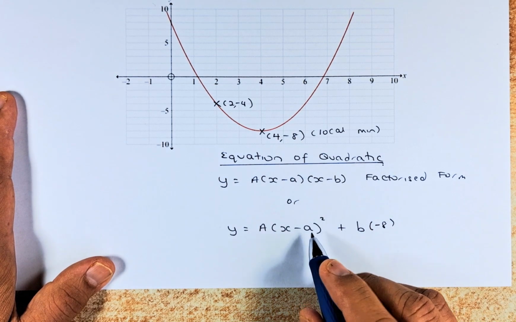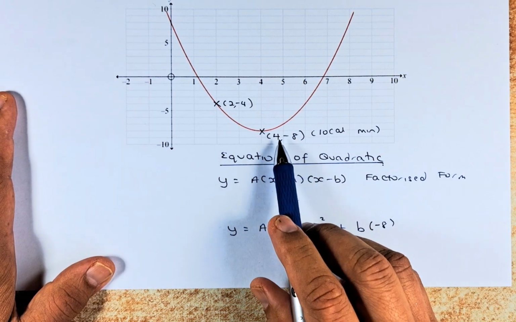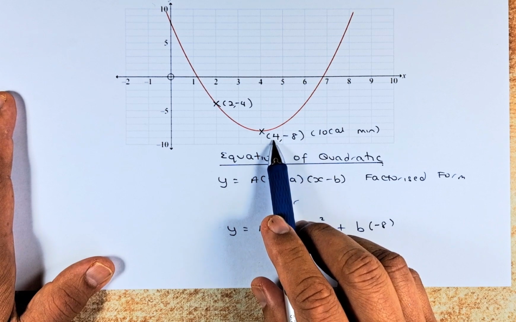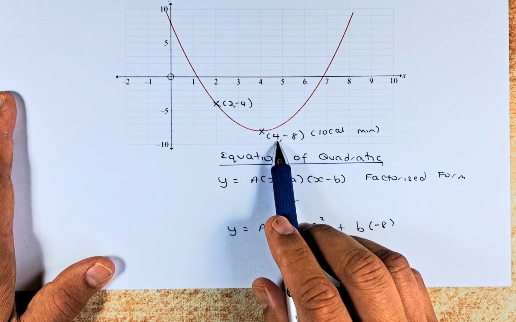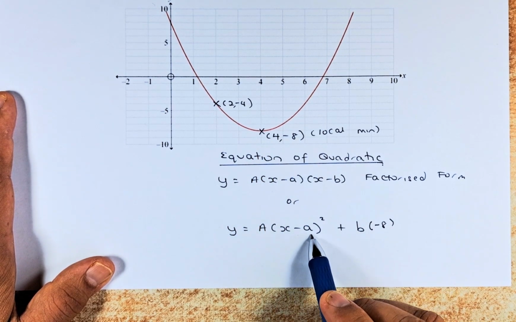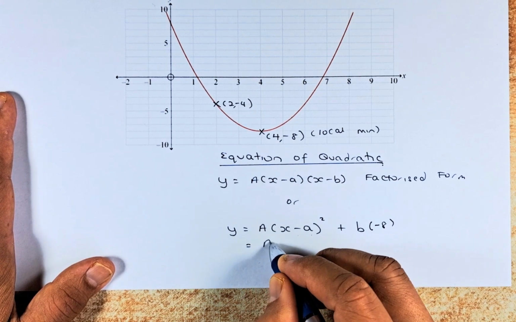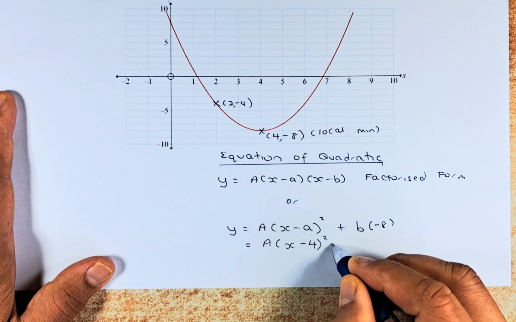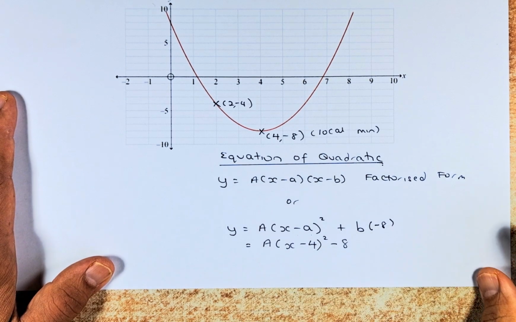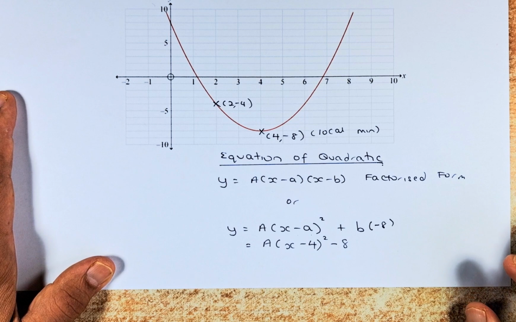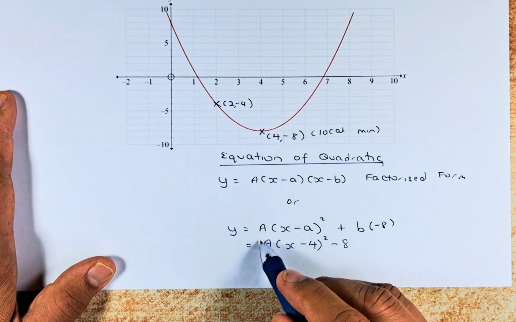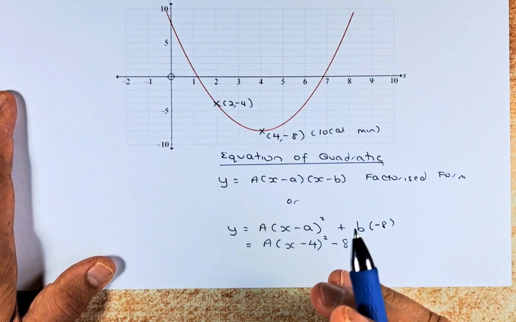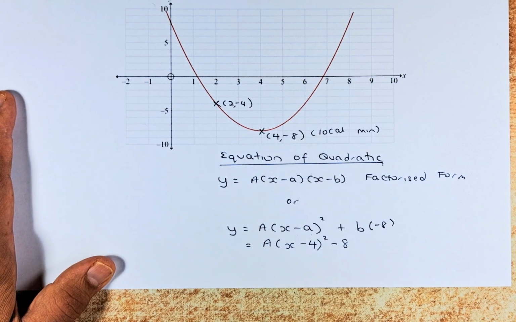Okay, so if it is a positive number, it's going to be x minus a. If it is a negative number, it's going to be plus a. So in this case, it's a positive number, so the answer is going to be minus 4. So the equation is going to be a bracket x minus 4 squared minus 8. So that is 3/4 of the equation. Now we need to find what is the value of a. In level 1, most likely a is always going to be equal to 1, but we need to confirm that a is equal to 1.